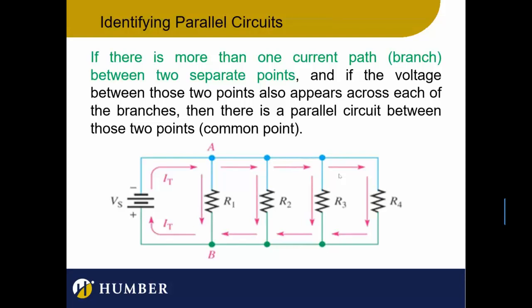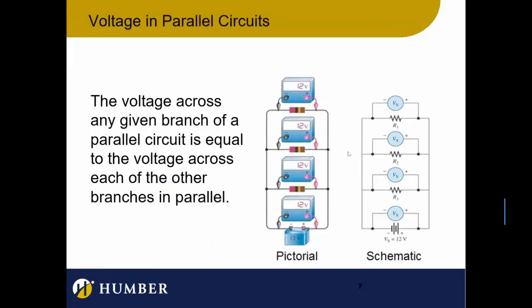Pretty cool. Okay, good. So the definition of a parallel circuit: if there is more than one circuit path or a branch between two separate points, and the voltage, so this is interesting. If we're studying a circuit and we see that there is more than one branch, and we also, through study, see that the voltage between those two points also appears across all of the branches, then we have a parallel circuit. Essentially that's what's going on, and we will see that the voltage across all of these is the same.